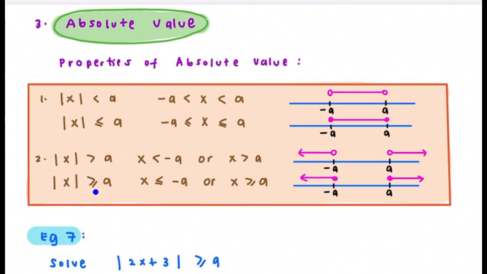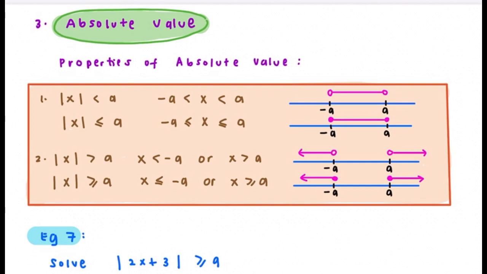But the second one here, modulus of x more or equal than a, then you are having the same direction, left-hand side from negative a and right-hand side from a, but this one is a dense circle. Why dense circle? Because you are having the equal sign. So please remember these two properties, so it is easier for you to solve absolute value inequalities.